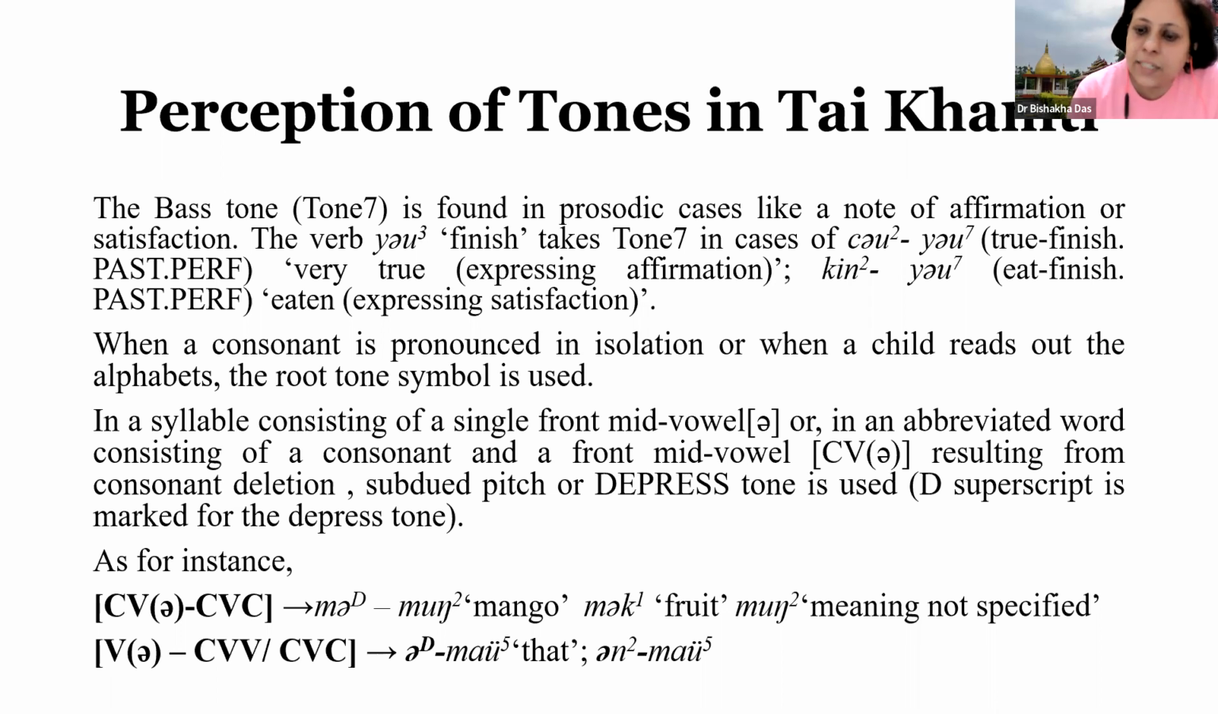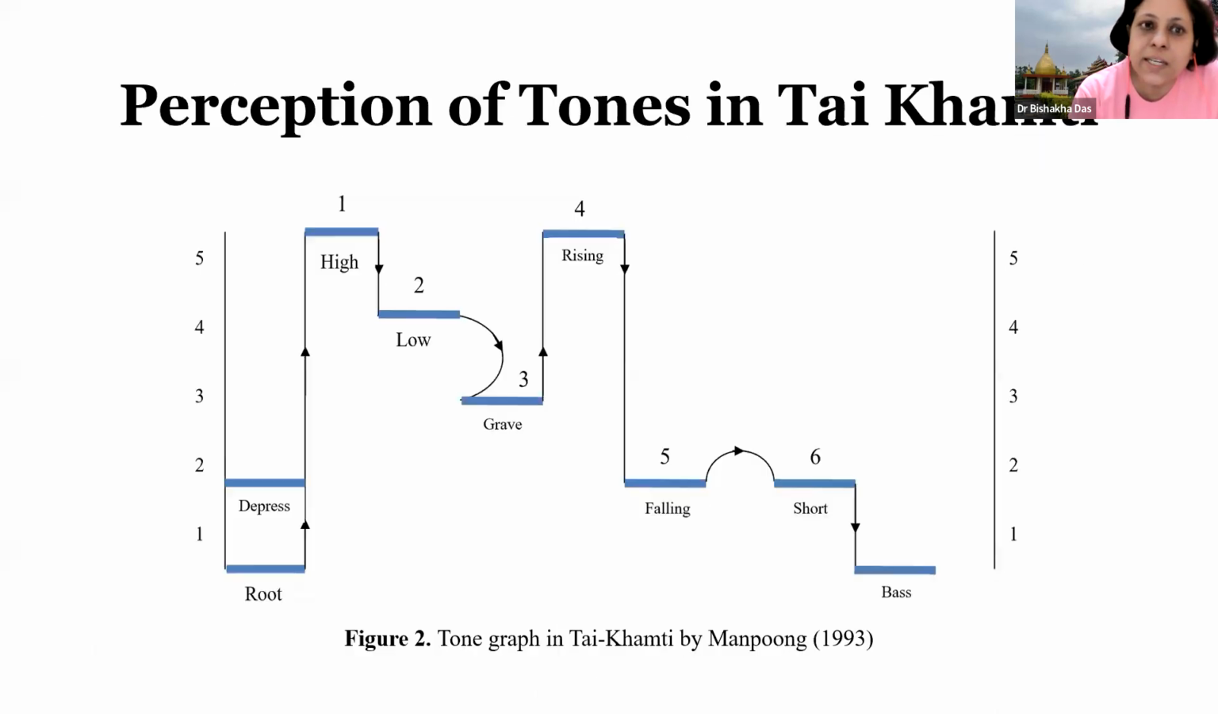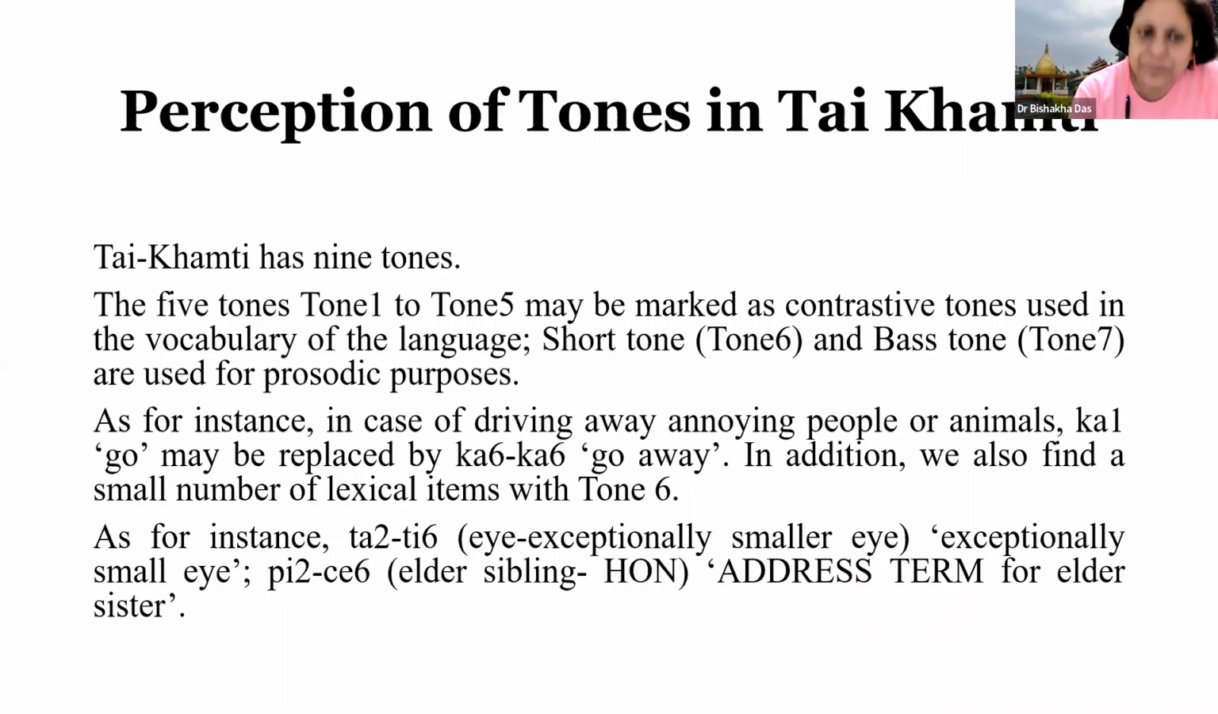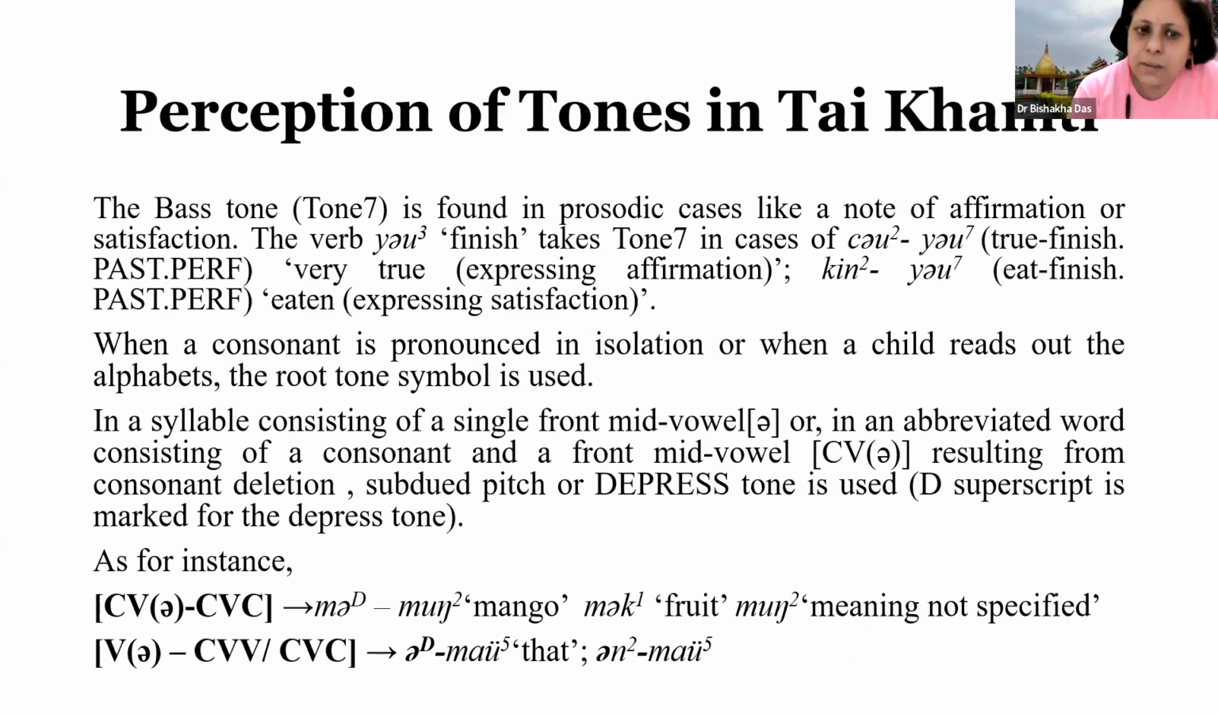And the other tones which you have seen, root tone and depressed tone, which Chokok Manpung has marked. He says that when a consonant is pronounced in isolation, or when a child is reading out the alphabets, a root tone symbol is used. Because even Thai scripts are also marked with some kind of tones. So they give this root tone symbol. And they say that's ka, kha, ga, ga, that's a root tone.